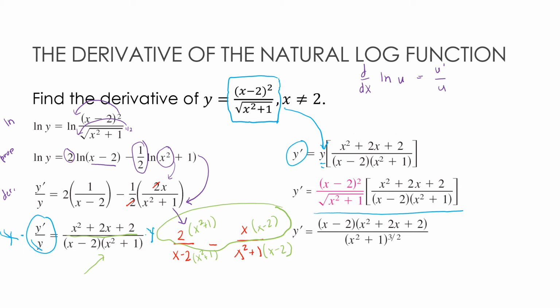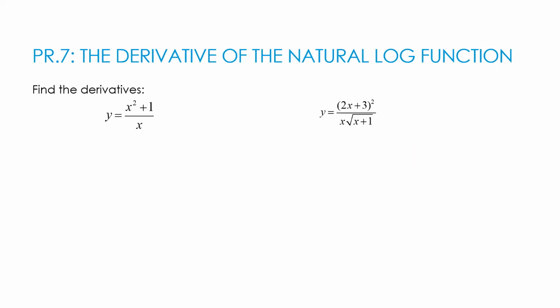So I noticed that I had an x minus 2 here, and an x minus 2 squared here, so really I just took one of those away. And then this was x squared plus 1 to the 1/2, and so I added that to x squared plus 1 to the first, and so that's where that 3/2 came from. So this is my final solution. Again, could I have found that using the quotient rule? Of course I could have, but it would have been just as long and complicated.